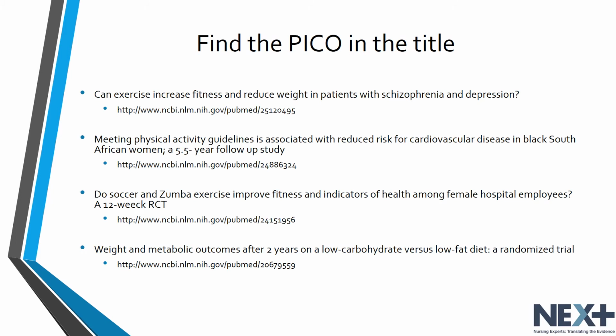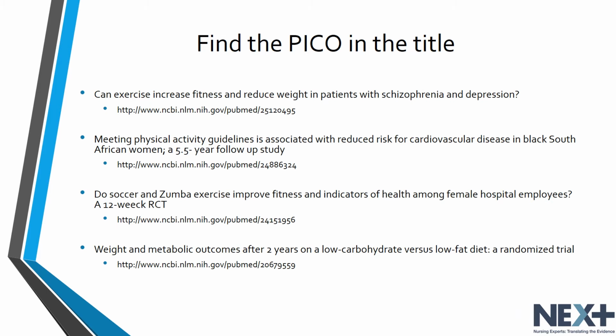Let's practice identifying the different parts of the PICO question. Presented are titles from published research, and inside these titles, you can pick out the PICO question. Let's look at the first title. Can exercise increase fitness and reduce weight in patients with schizophrenia and depression? The population is the patients with schizophrenia and depression. The intervention is exercise. There is no comparison group. And the outcome is an increased fitness and decreased weight.